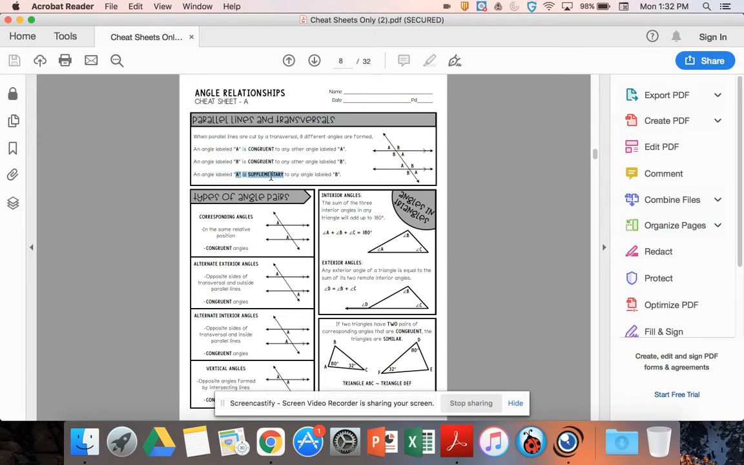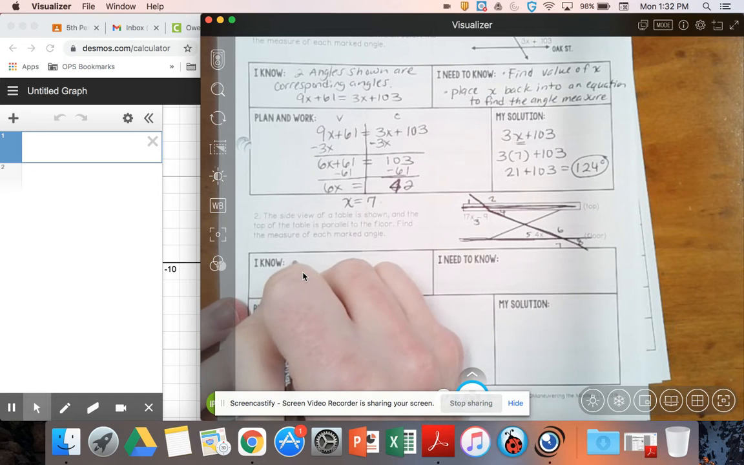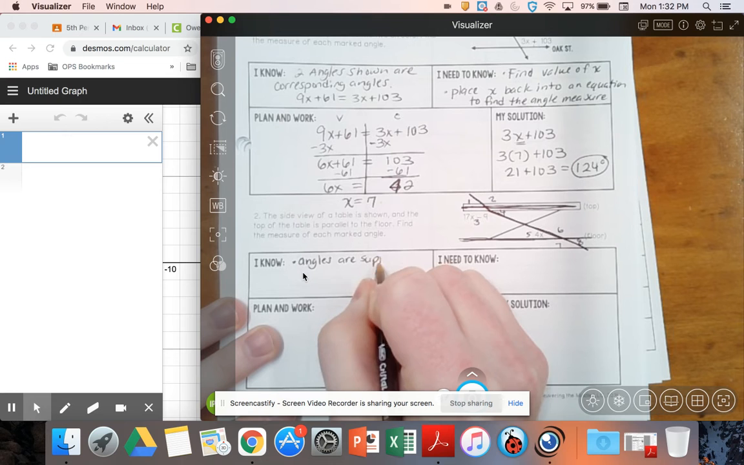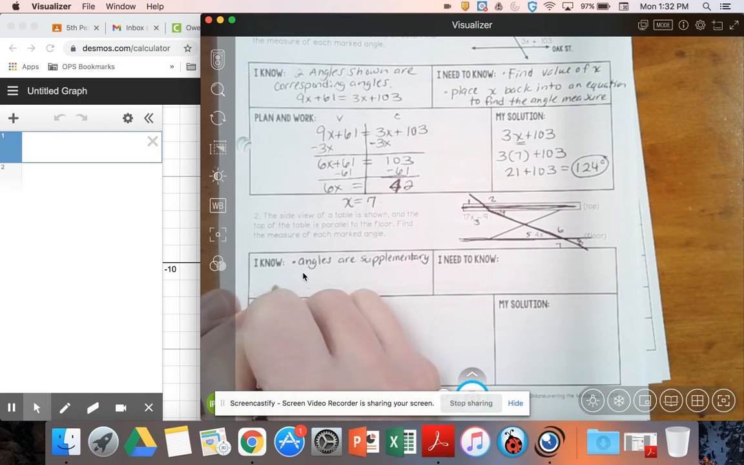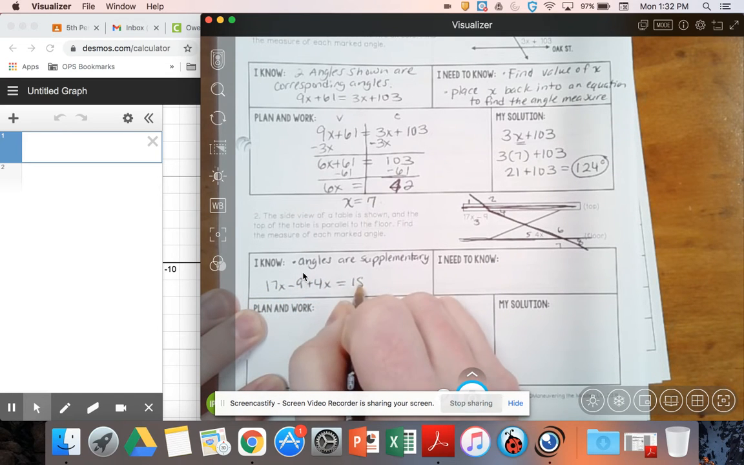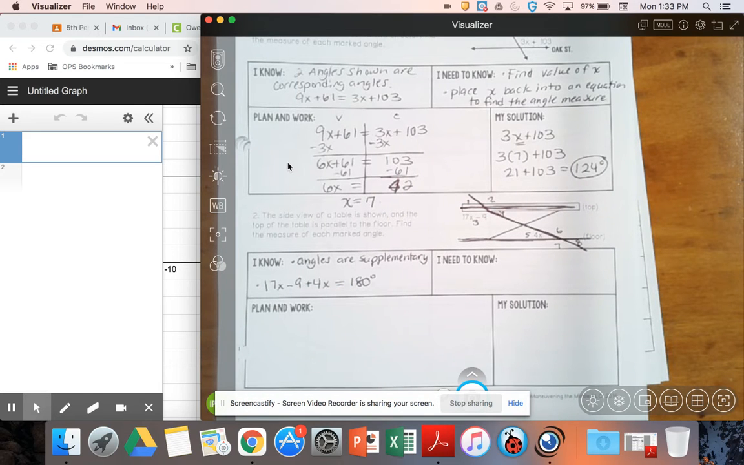And when I have an A and B together, they are supplementary, or they're equal to 180. So here's angle 3 and here's angle 5, so they're supplementary, so they're equal to 180. So I know that these angles are supplementary. And what that means is when I add them together, they equal 180 degrees.